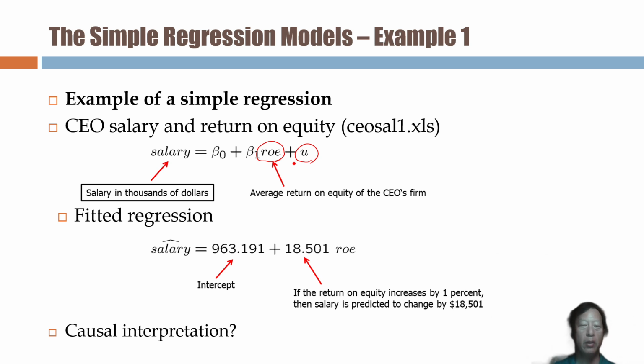Intercept is 963 and 18.501. So what this means is whenever your ROE increases by 1%, you can expect the salary of the CEO to increase by 18,501 dollars, because the unit here is 1,000.